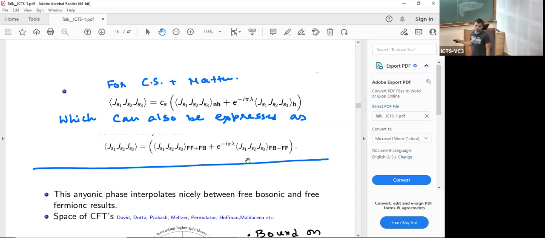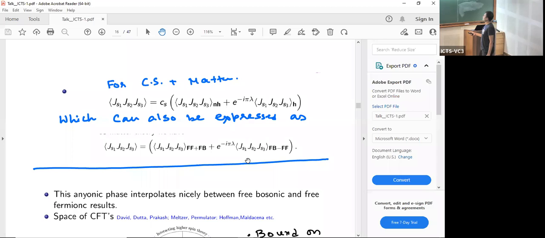This already includes the odd piece. The odd piece comes due to this phase factor. If you open it up, that phase factor, the imaginary factor, will be absorbed here, and that will make it odd. So this anyonic phase, I call this anyonic, that's the reason I called this talk anyonic.